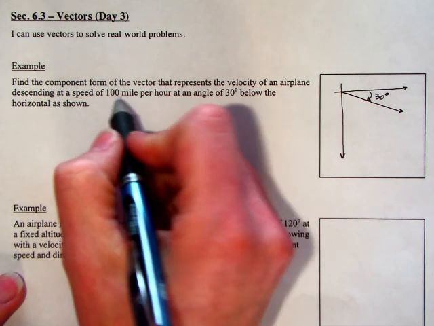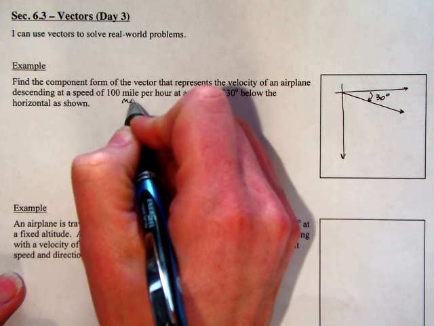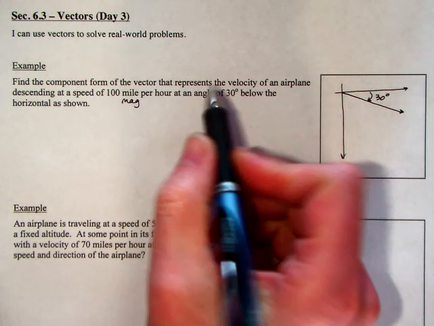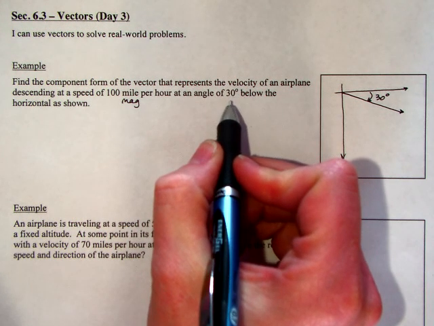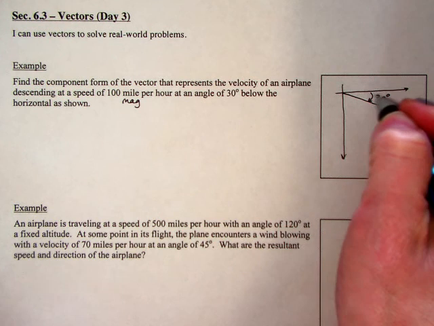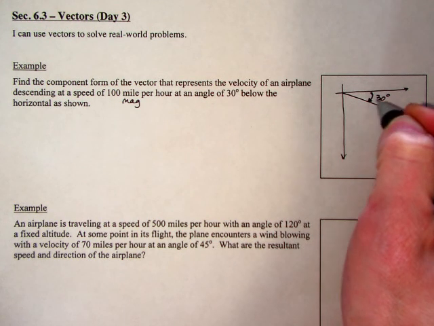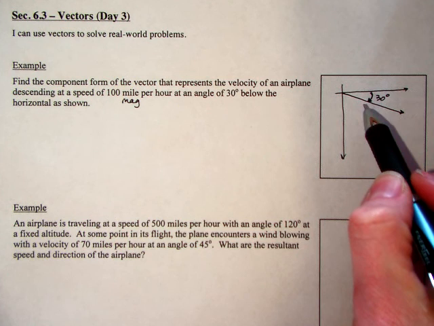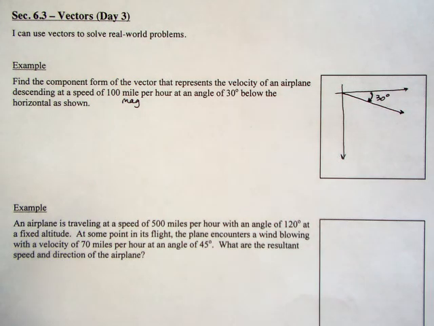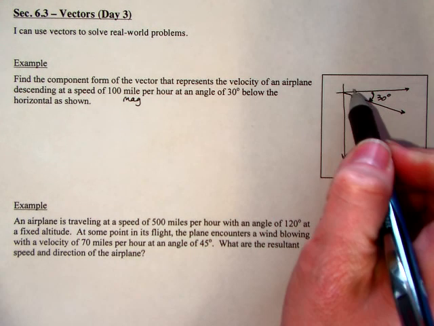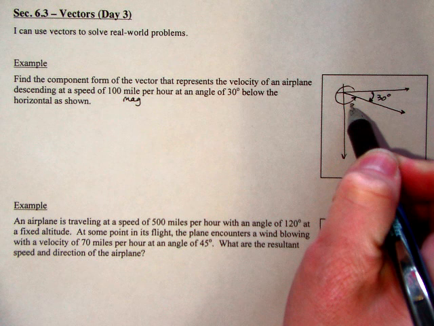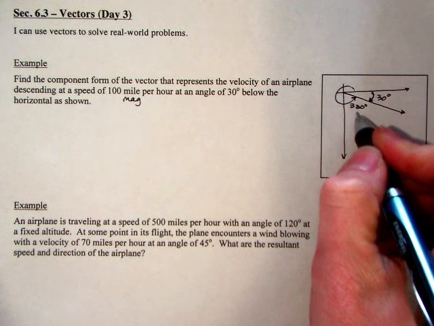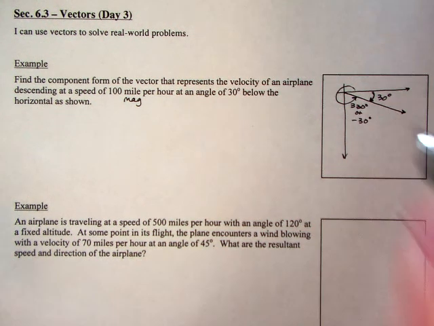So that 100 miles per hour is representing our magnitude, our speed, our velocity. And then our angle of 30 degrees below the horizon. It's a 30-degree angle, but the measure of the angle is not 30, and that's a little confusing. But if I were to measure the angle going in this direction, that's actually a 330-degree angle, measuring it this way, or you could say it's negative 30, but it's not just a straight 30 degrees.